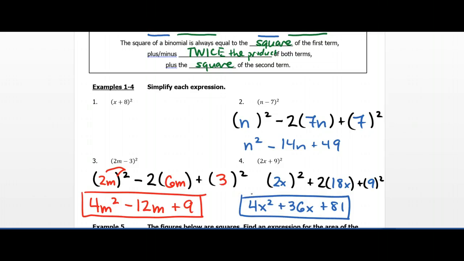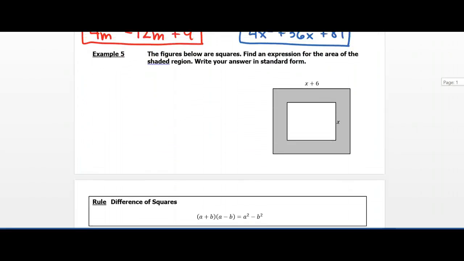Okay, so that rule there is a really nice shortcut for when you're squaring a binomial, and memorizing that rule is going to help a lot when we do the next unit as well. Okay, so that's one rule I want you to focus on. Now we're going to apply that rule to a geometry problem.